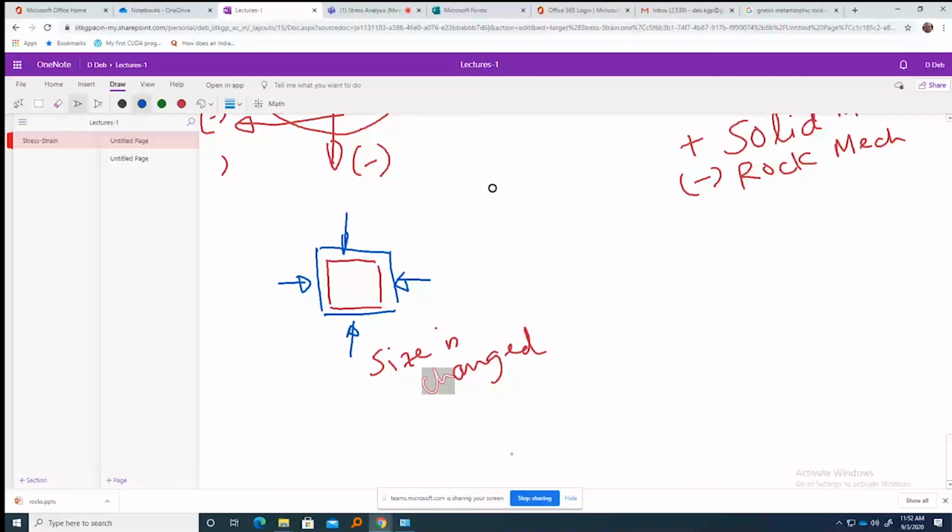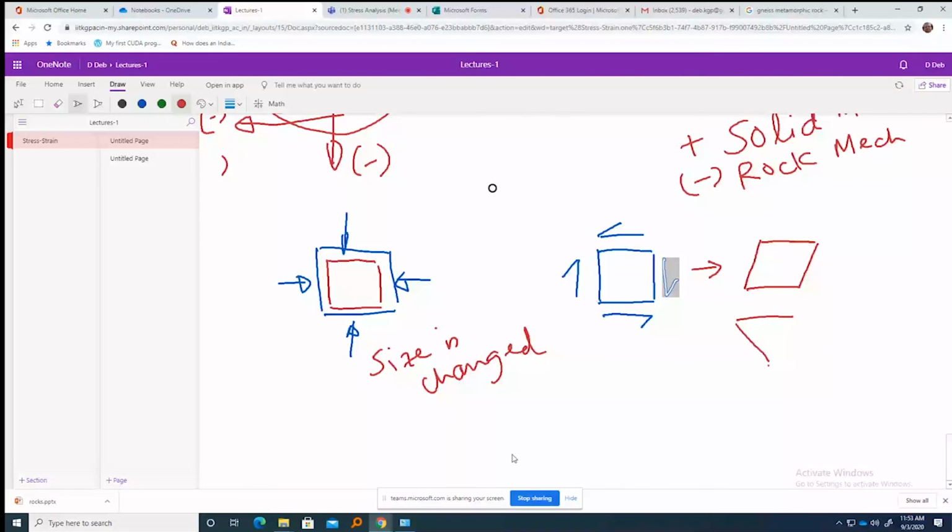Now let's say again I have this and I have shear stress. Now what is it doing? It is changing it something like that, or the reverse way. In this case, maybe it is something like that. Either way, it is trying to do this. So this is what normal stress does. This is what shear stress does.